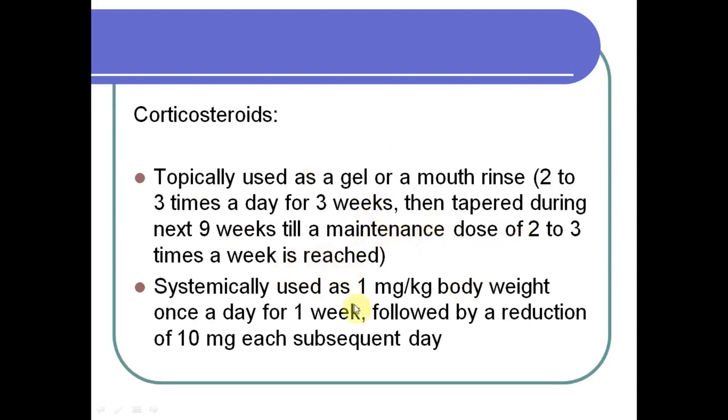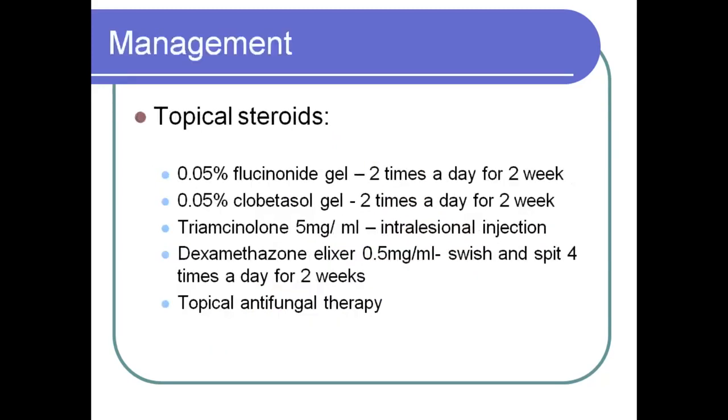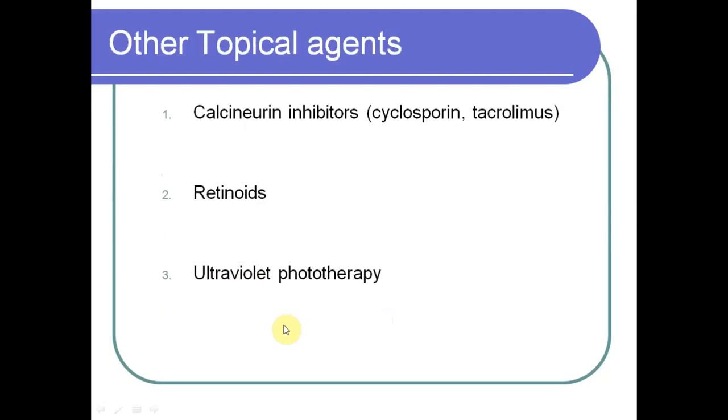Systemically, it is used as 1 milligram per kilogram body weight once a day for 1 week, followed by a reduction of 10 mg on each subsequent day. For topical steroids we have 0.05% fluocinonide gel, 2 times a day for 2 weeks, then clobetasol gel and triamcinolone, dexamethasone elixir, then topical antifungal therapy. Other topical agents are calcineurin inhibitors such as cyclosporine and tacrolimus, retinoids and UV phototherapy.